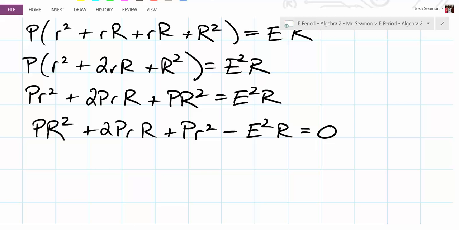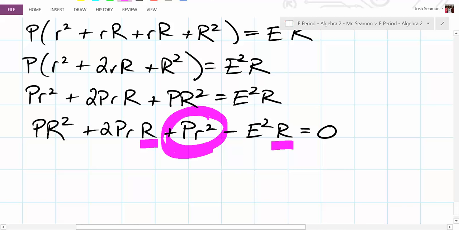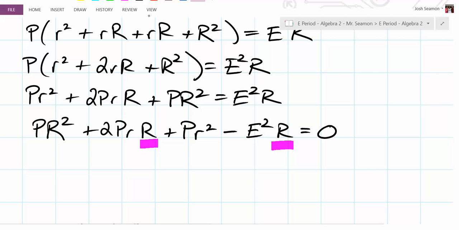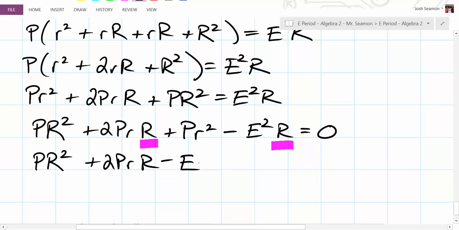What about just the r's here? What do we have here? R and R. Are there any big R's in this one right here? Any big R's right there? No. So I'm going to regroup this just a little bit differently for you. This one's a little tough, everybody, so bear with me. What do you have? PR squared plus 2PrR minus E squared R plus P little r squared equals 0. All I've done is rearrange. I didn't do anything there.